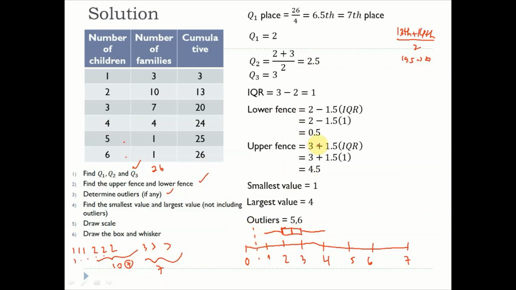And then my fence is 0.5. Upper fence is 4.5. This one. And then outliers is 5 and 6. Dekat 5. Satu outlier. Dekat 6. Satu outlier. So that is how you will draw a box and whisker plot with outliers.